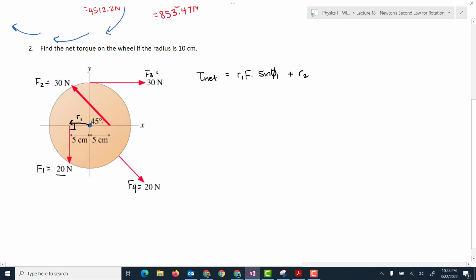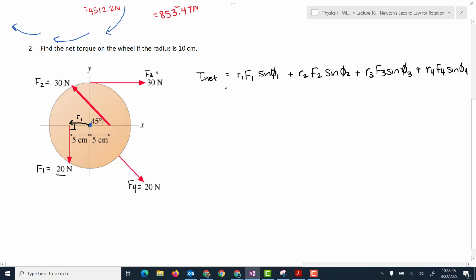That should say F1 sine angle 1, plus R2 F2 sine angle 2, plus, there's 4 of them, so I'm just going to keep going, all 4: R3 F3 sine angle 3, plus R4 F4 sine angle 4. Okay, so now we just fill it all in.